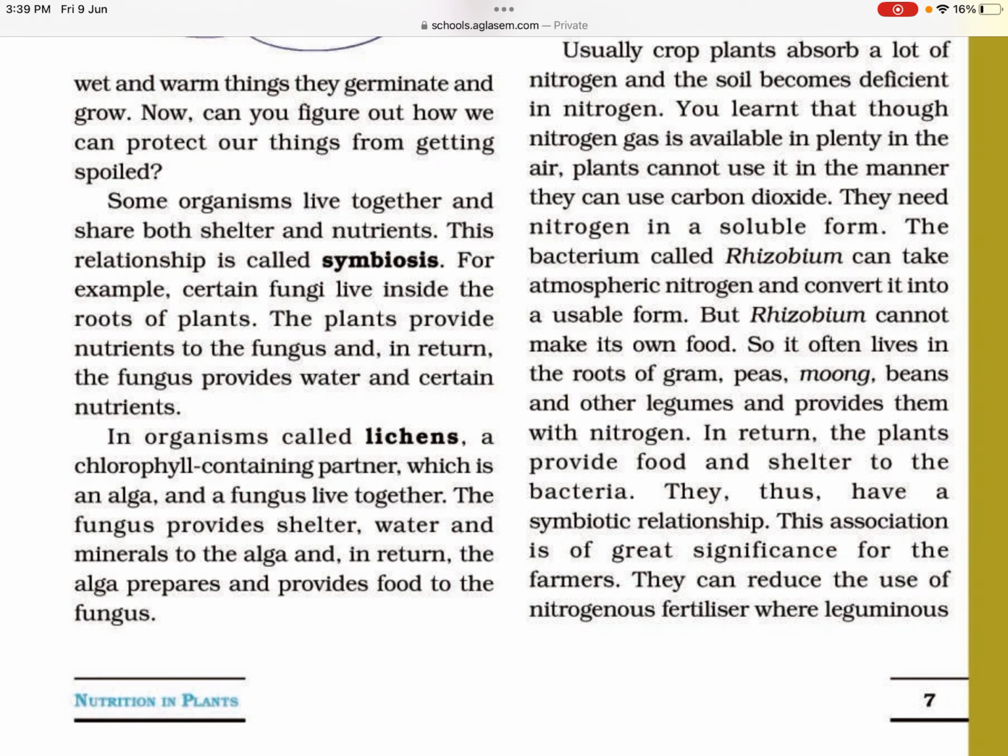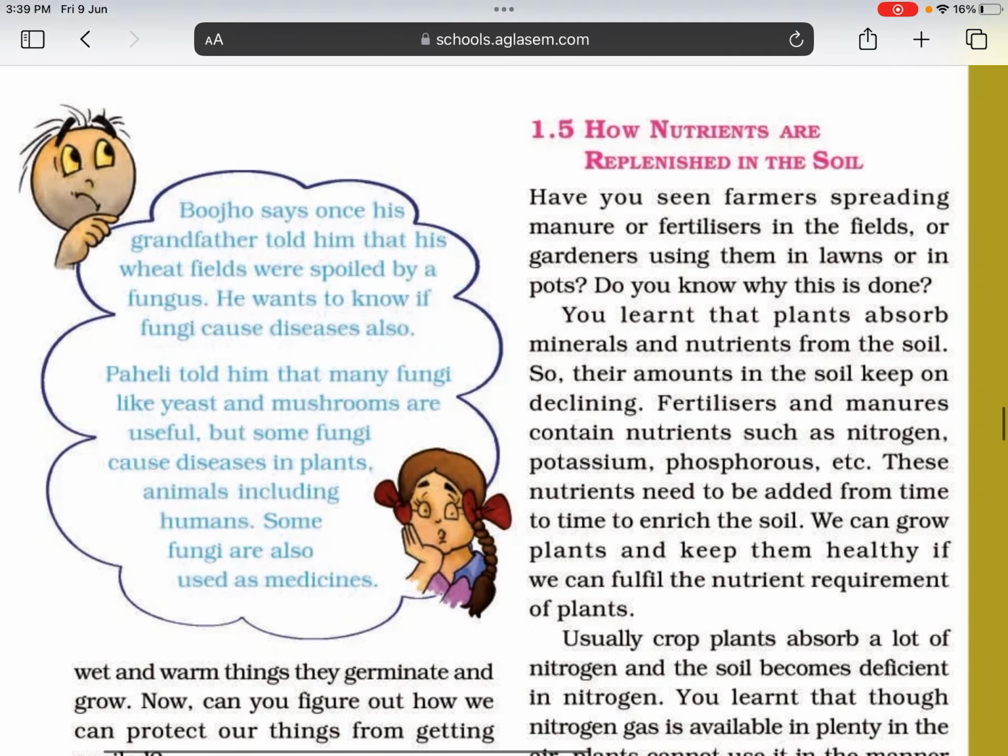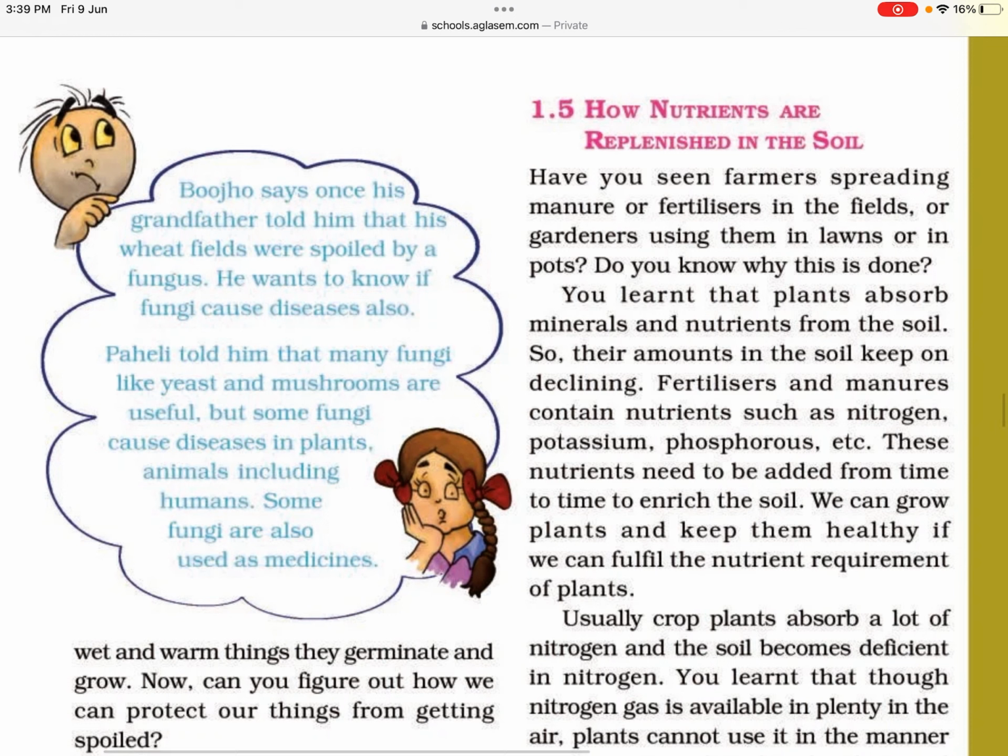In organisms called lichens, a chlorophyll-containing partner, which is an alga, and a fungus live together. The fungus provides shelter, water and minerals to the alga, and in return the alga prepares and provides food to the fungus. How nutrients are replenished in soil.